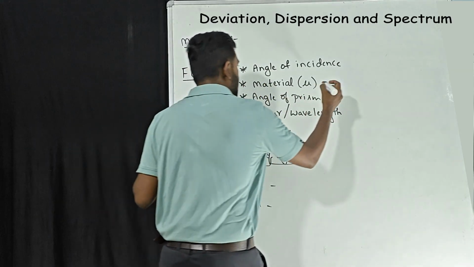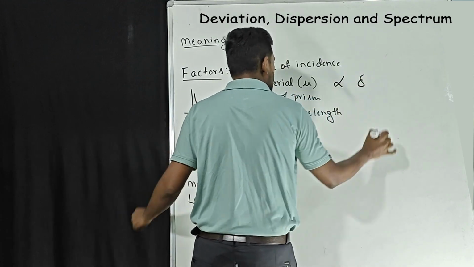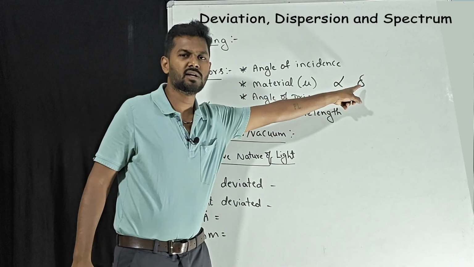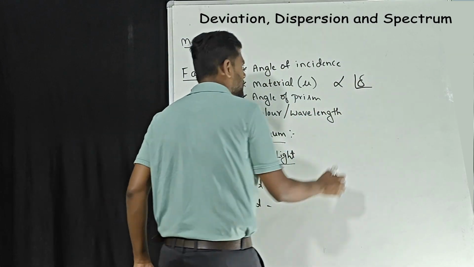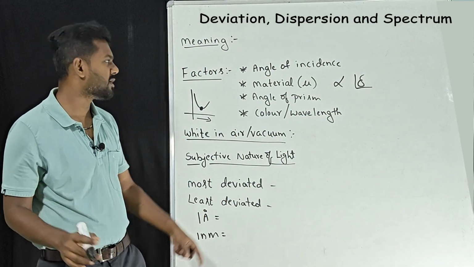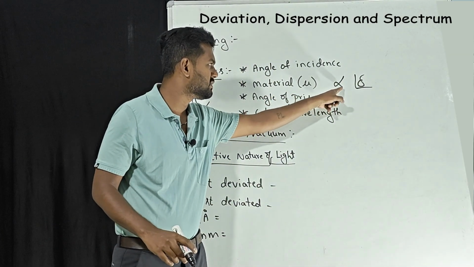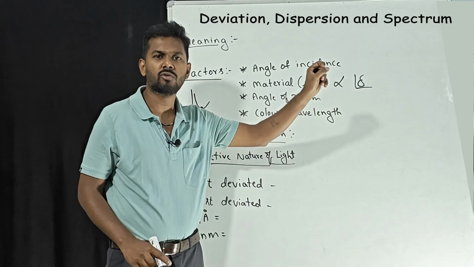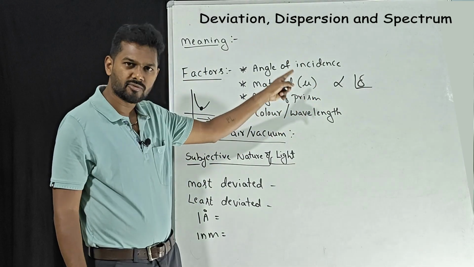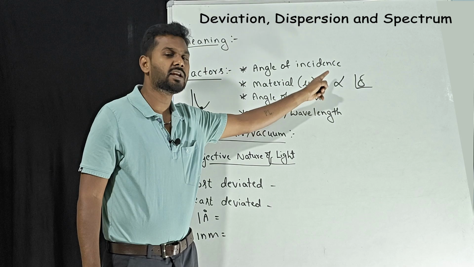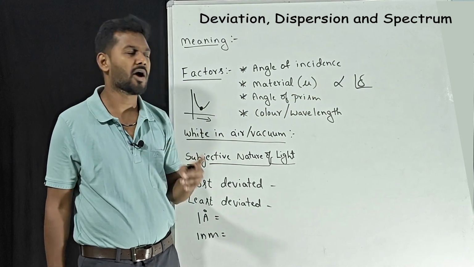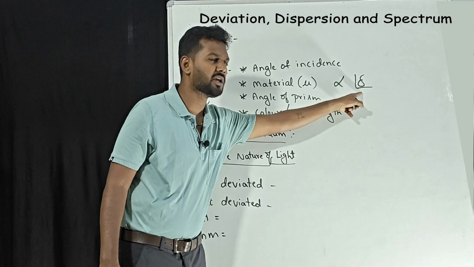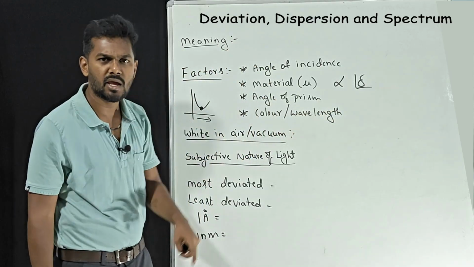Next, material or refractive index. Refractive index is directly proportional to deviation. This is the symbol of deviation. If you write it like this, it becomes angle of deviation, but in the exam never ever use these symbols. You have to write it in full form. Material or refractive index is directly proportional to angle of deviation. In sentence form you have to write it. You should not use any of these symbols in the exam.